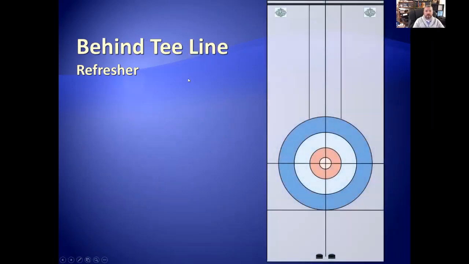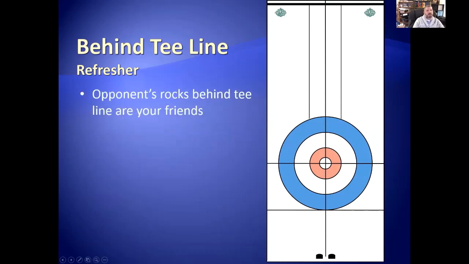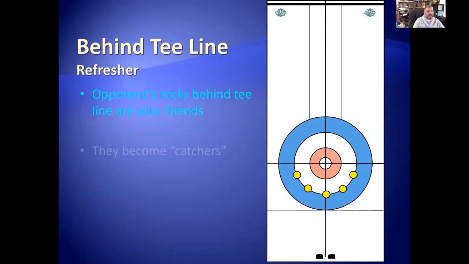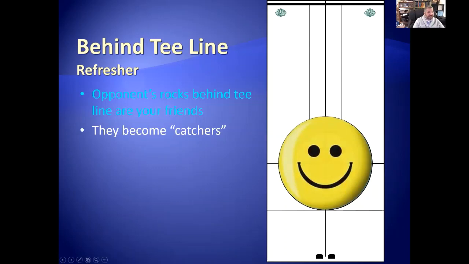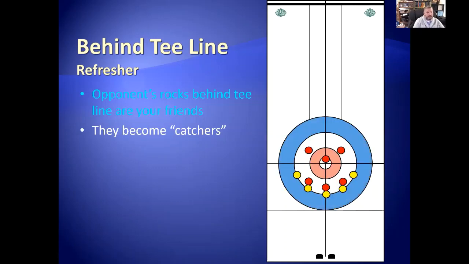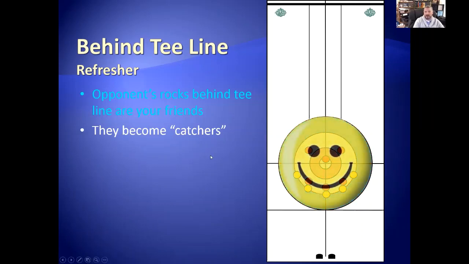Okay. Now let's talk about rocks behind the tee line. So opponent's rocks behind the tee line are your friends, because when their rocks are behind, they become catchers for your rocks. So you can get your rocks in and then not have an opportunity for your opponent to get them out. And so that makes us smile. Everybody sees why opponent's rocks behind the tee line are our friend, correct?